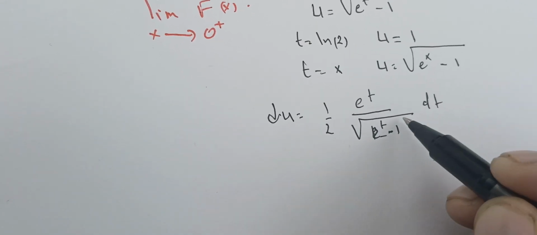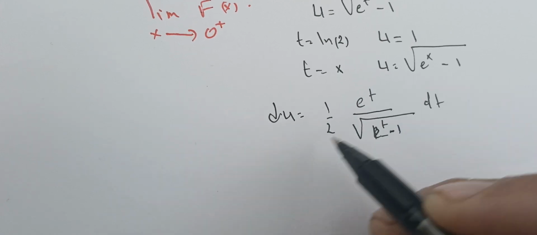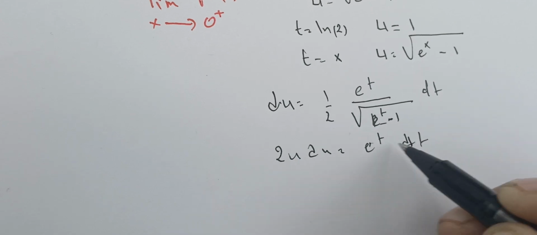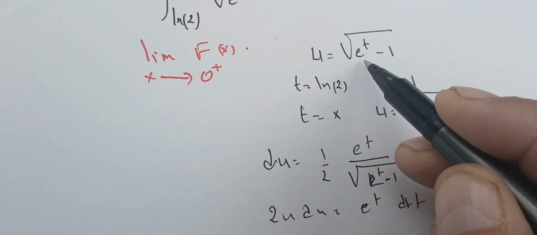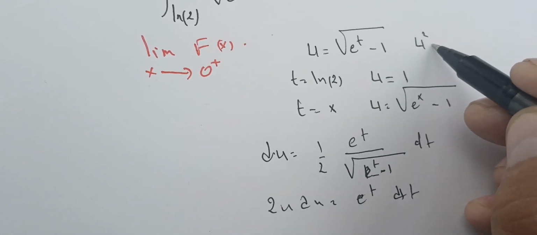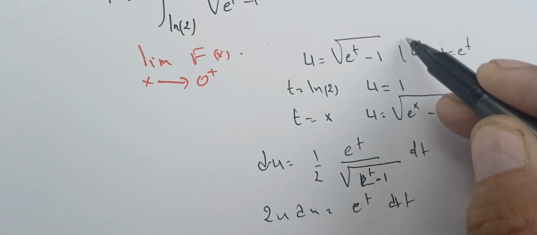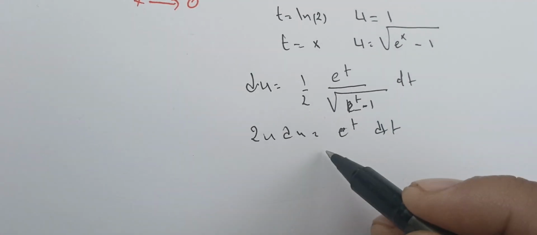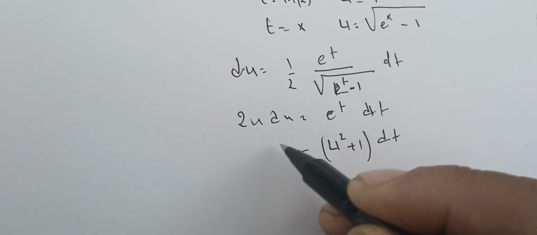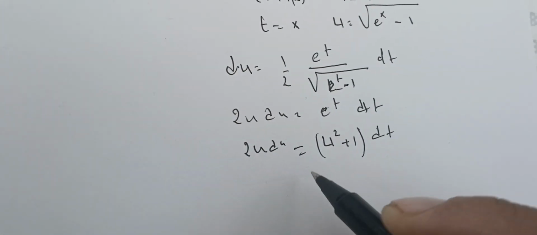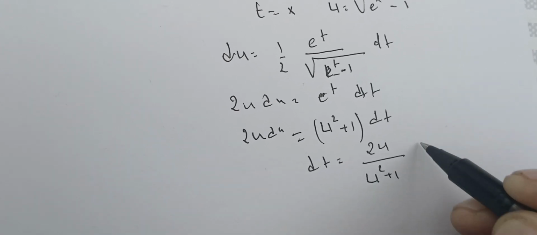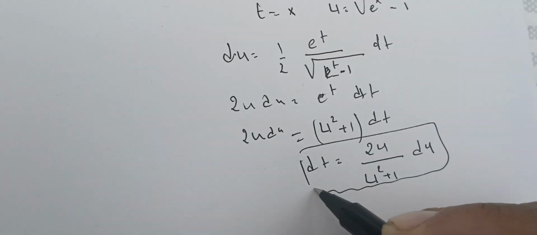Here we know this one. This is u. So we have 2u du equals e to the t dt, and we have to find e to the t. If we square both sides, we're going to have u squared, and we add 1, we're going to have e to the t. So e to the t is u squared plus 1. Therefore, dt is 2u over u squared plus 1 du. And that's what we need here.